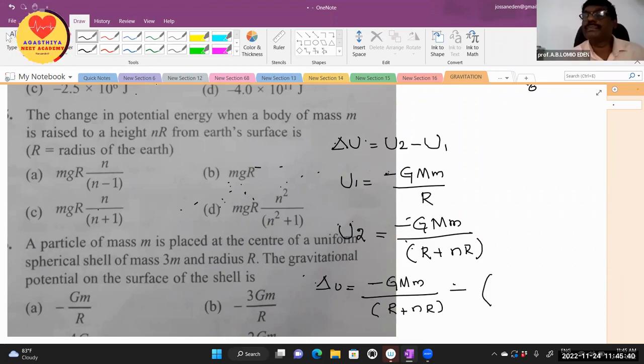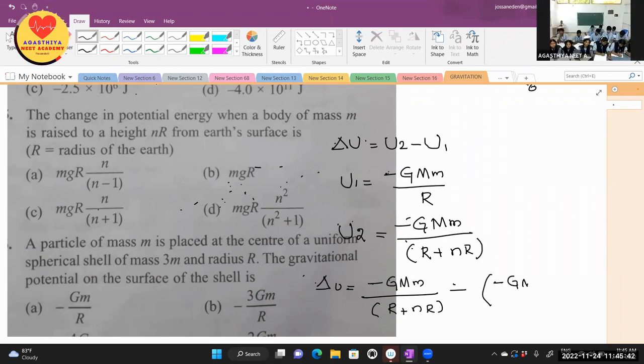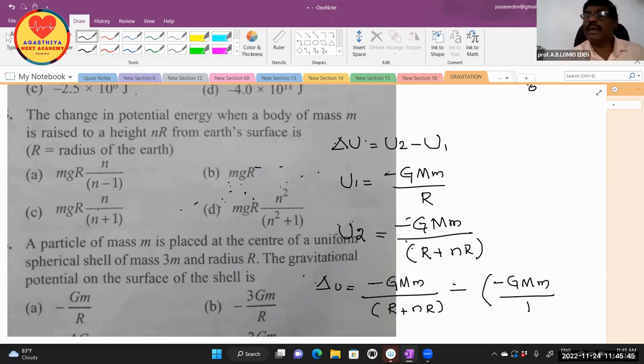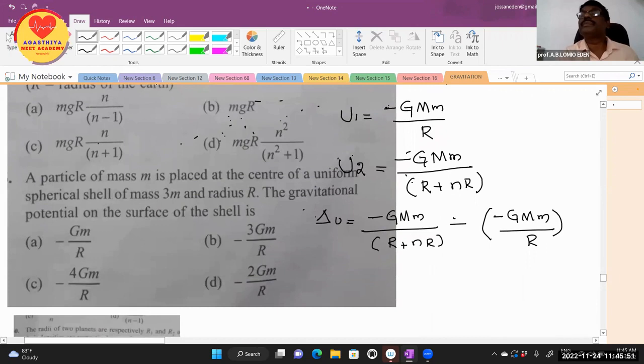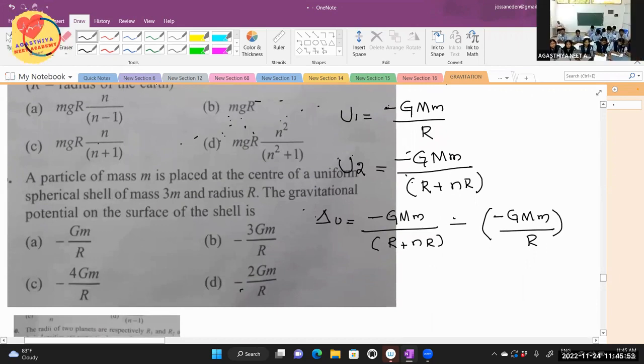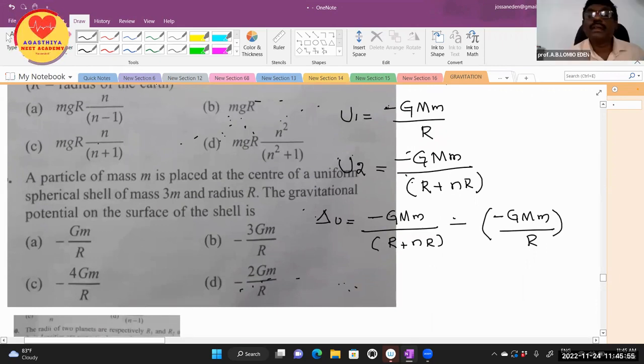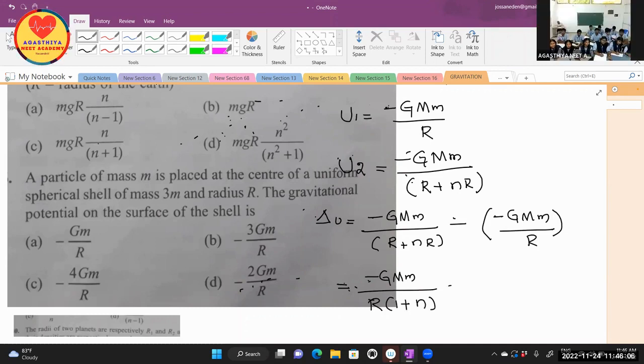minus of minus G capital M small m divided by R. Okay. The minus of minus becomes plus. See, in the first expression, there are two R's, no? Take it outside, R. It becomes 1 plus N plus.